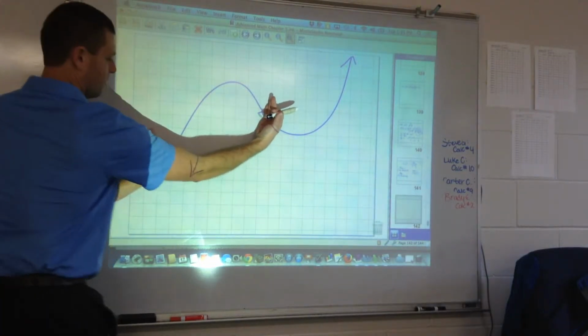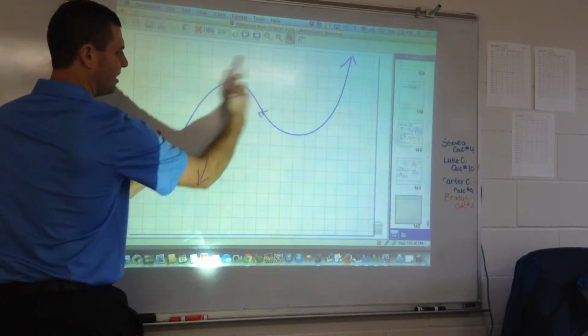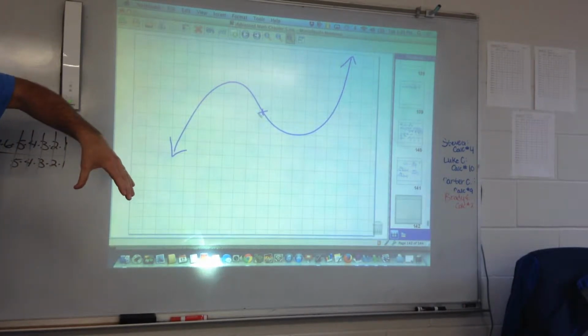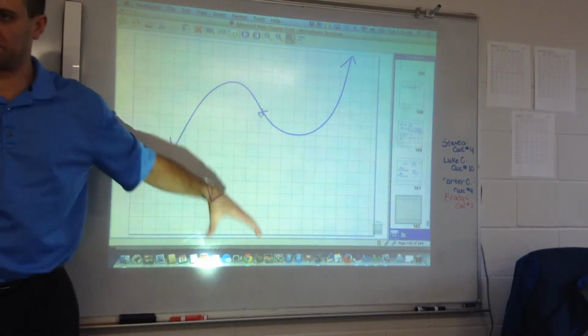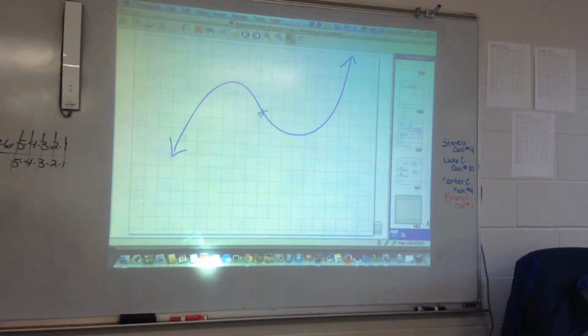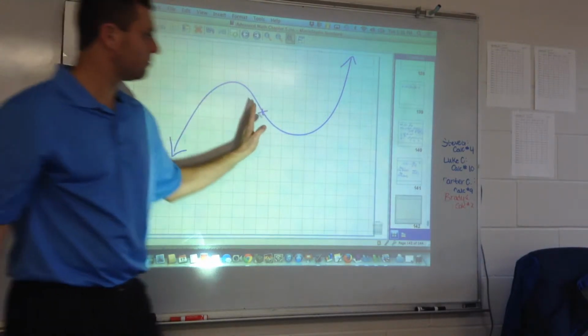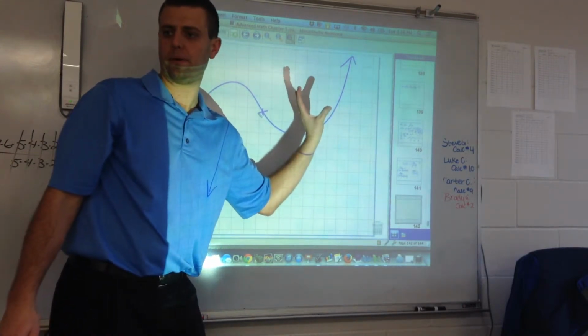From the beginning of this graph to right there, that graph is concave down. It's opening towards the down part. Would it ever be called convex up? No. Okay? And then from here all the way over, now it's concave up, meaning it's opening up.